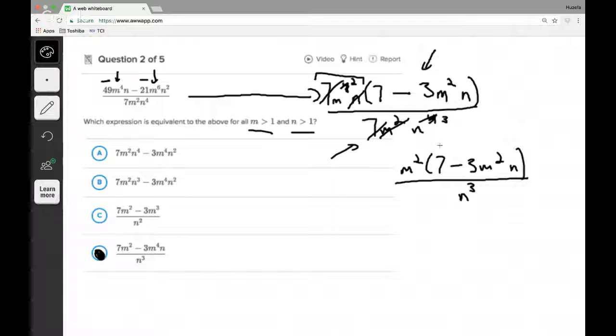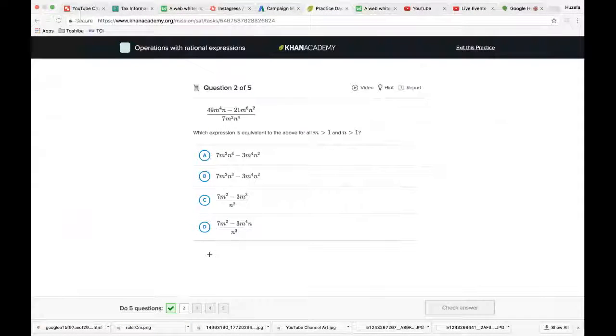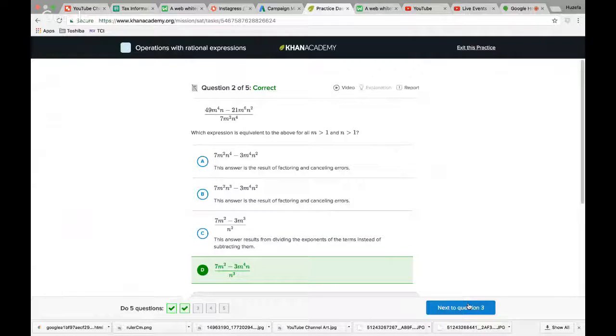So it's kind of like the guesswork is done here. If you want, all they did to finalize the answer was redistribute this here and this to here. And they got 7m squared minus 3m to the 4th n over n cubed, right? This guy just multiplies here and then multiplies this term, and then you have exactly what we've got in D. All right, I hope that makes sense. Now I'm going to check it, and yes, we are indeed correct.